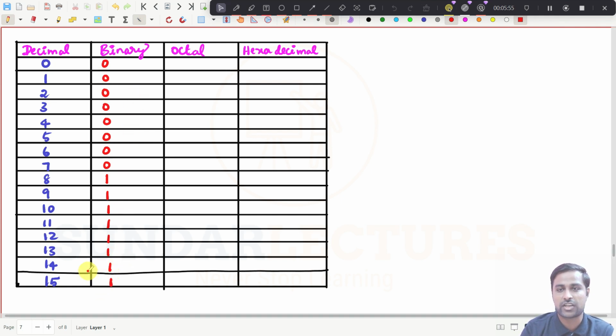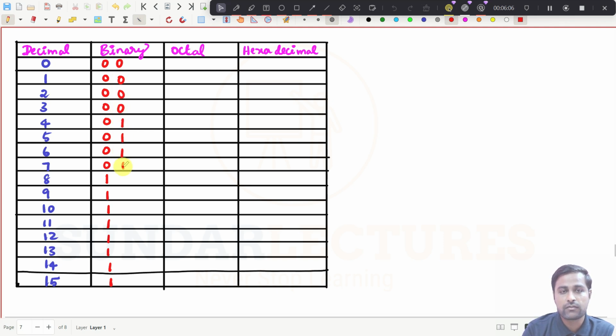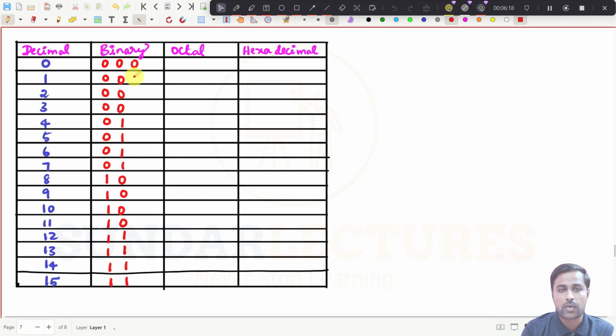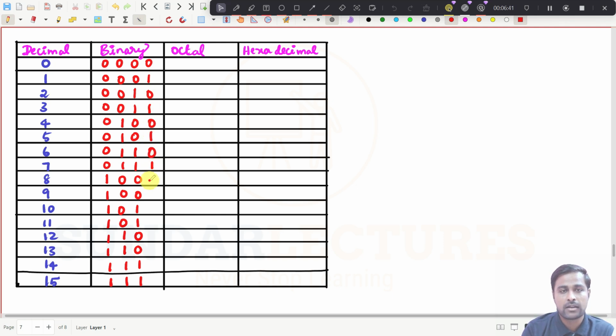Try to understand. I am putting it in a shortcut way. So 8 zeros, 8 ones, and now you put 4 zeros, then 4 ones, then again 4 zeros, and then 4 ones. Then you put 2 zeros, 2 ones, 2 zeros, 2 ones, and so on. And then you put alternate values: 0, 1, 0, 1, 0, 1, and so on. That's all.